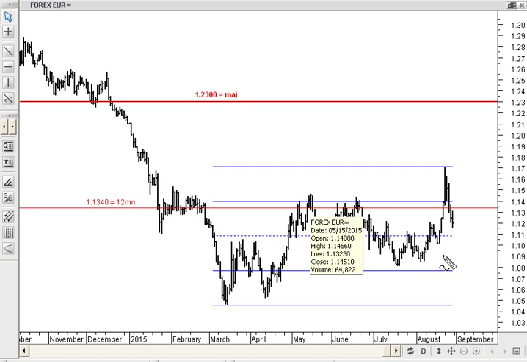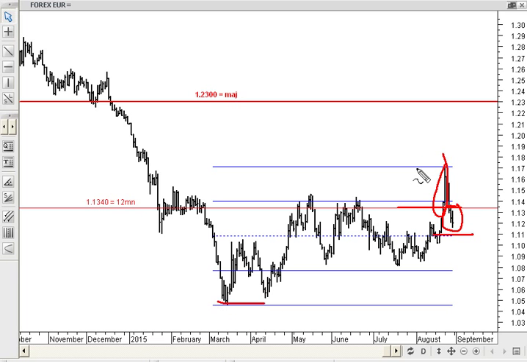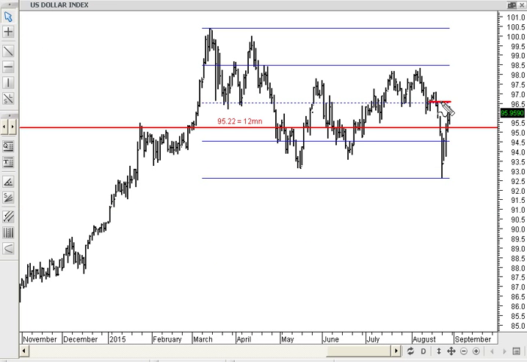Finally, the Euro FX chart. This was encouraging mid-August here, above the 12-month. We're back below it, and we now have a new level here, which is the halfway point from here to here. Price below that level now would suggest a retest. So it looks like strength for the dollar, even more so if the dollar index can get above its halfway point.